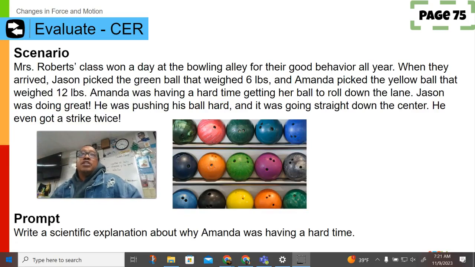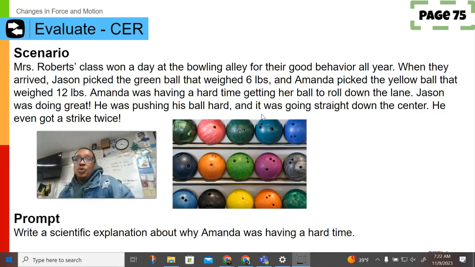Okay, let's just read through this. This is on page number 75. So again, if you need to pause this video, get yourself over to page 75. Totally cool. Let's just read through the whole thing. Miss Roberts' class won a day at the bowling alley for their good behavior all year. When they arrived, Jason picked the green ball that weighed 6 pounds and Amanda picked the yellow ball that weighed 12 pounds. Amanda was having a hard time getting her ball to roll down the lane. Jason was doing great. He was pushing his ball hard, and it was going straight down the center. He even got 2 strikes.